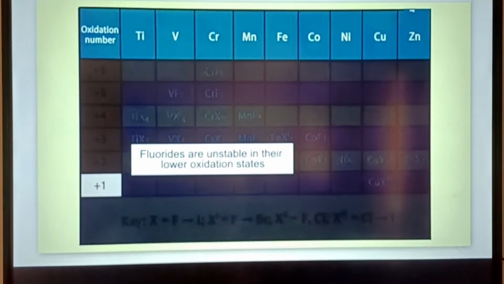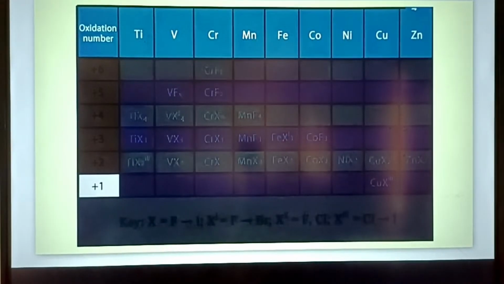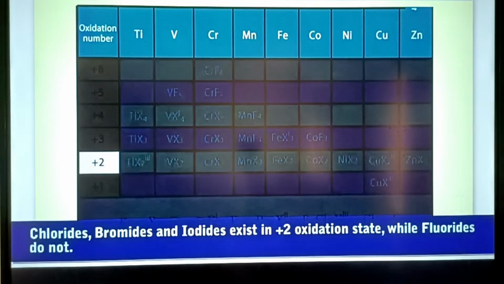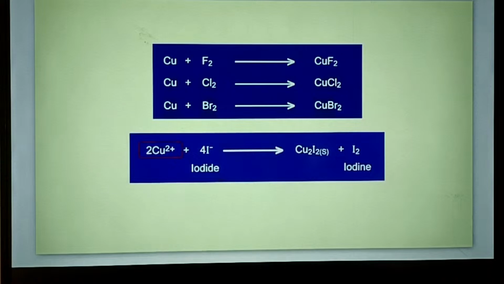Fluorides are unstable in their lower oxidation states, and therefore chlorides, bromides, and iodides exist in +2 oxidation state, while fluorides do not. Copper, in +2 oxidation state, forms all the halides, except iodide, because cupric ion oxidizes iodide to iodine.